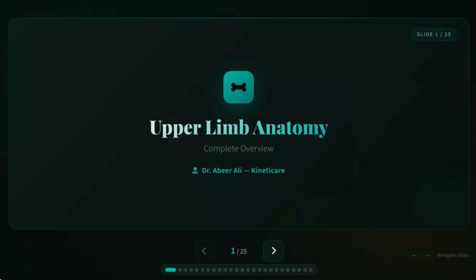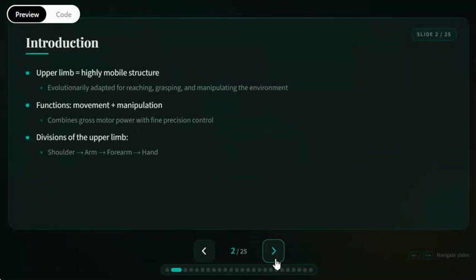I'm Dr. Abeer Ali. In today's lecture, we will cover a complete overview of upper limb anatomy. This lecture is very important because it connects all the previous topics and helps you revise bones, muscles, nerves, vessels, and joints in a structured way. By the end of this lecture, you will have a clear understanding of how the upper limb functions as a unit.